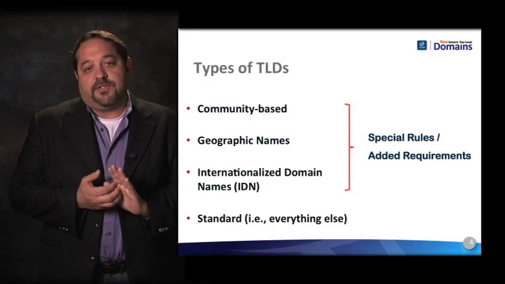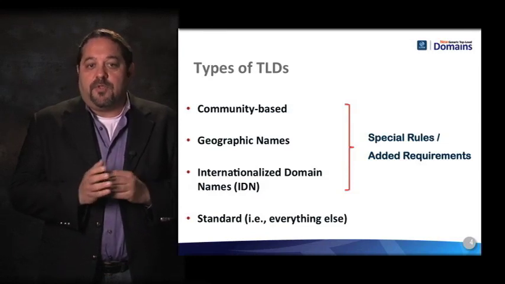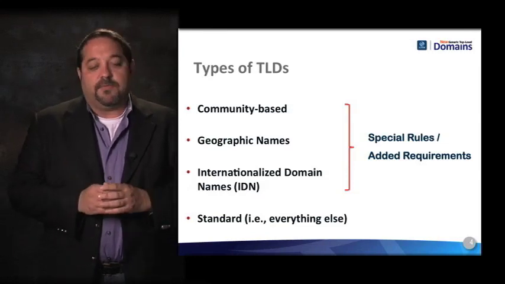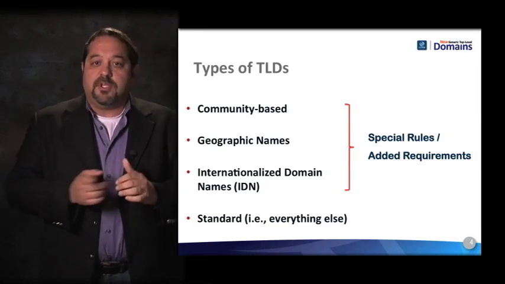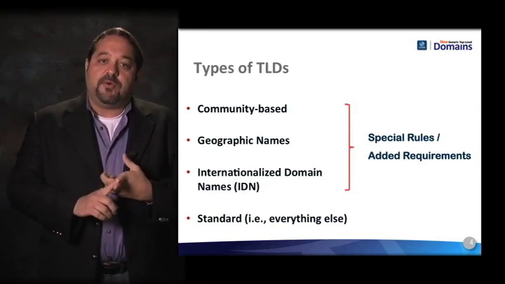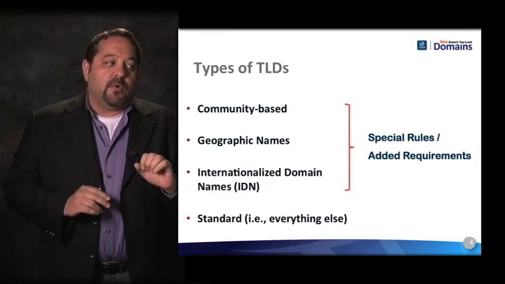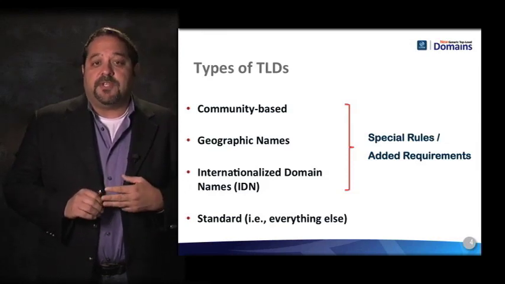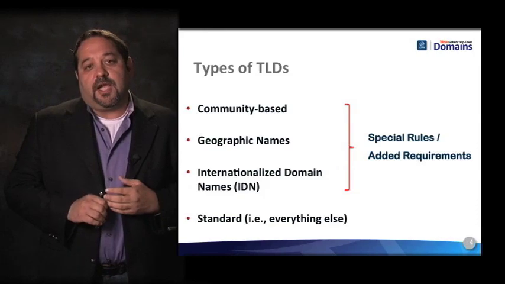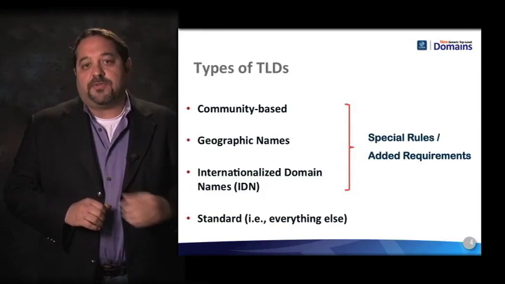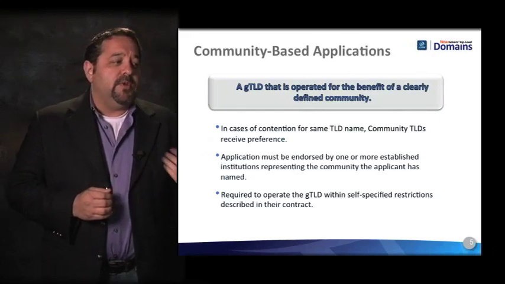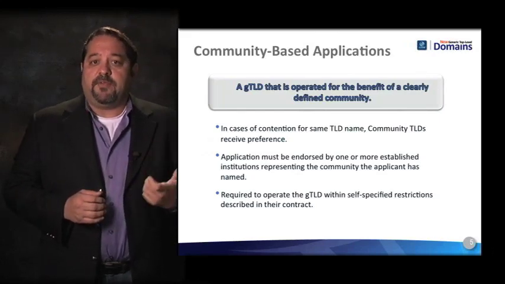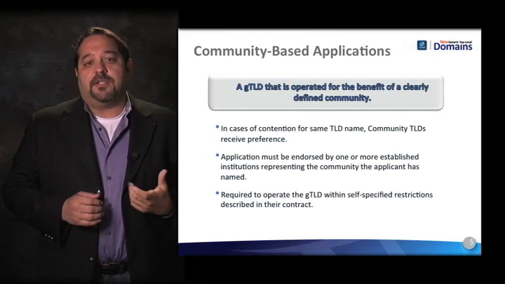What types of TLDs are there going to be? So there are standard TLDs, which is at the bottom of the screen here, which is really sort of everything else apart from community-based TLDs, geographic, and IDNs. For those three types of TLDs, there are additional rules in the guidebook, and we'll highlight what some of those are through this presentation. So a community-based TLD. A community-based TLD is really for the benefit of a clearly defined community.